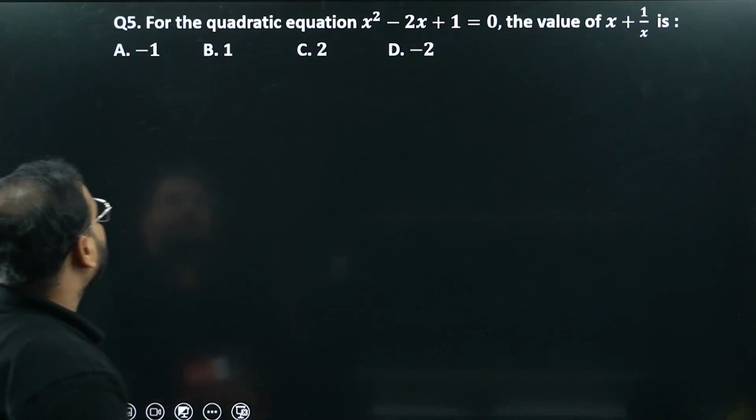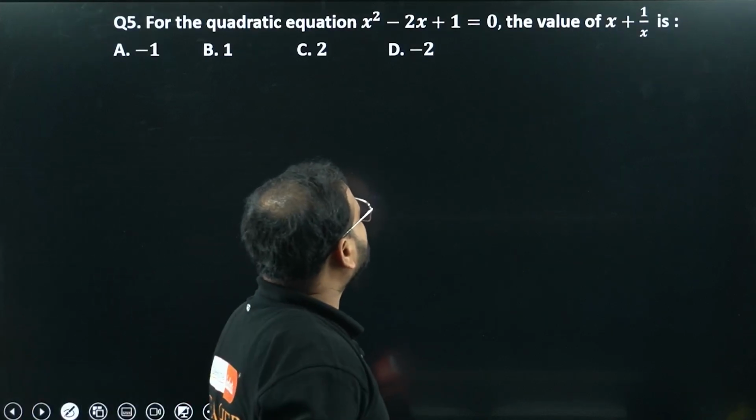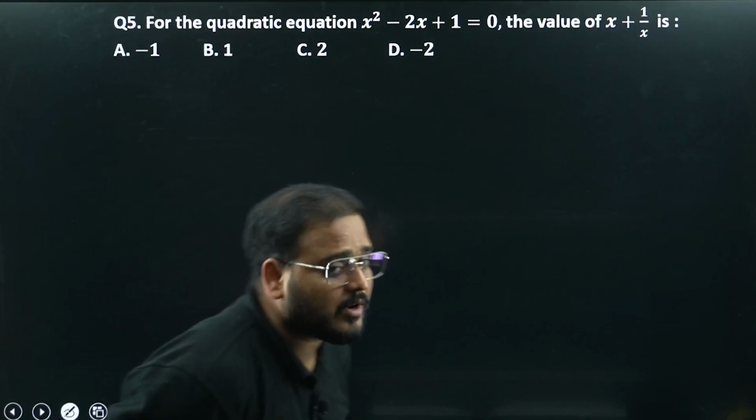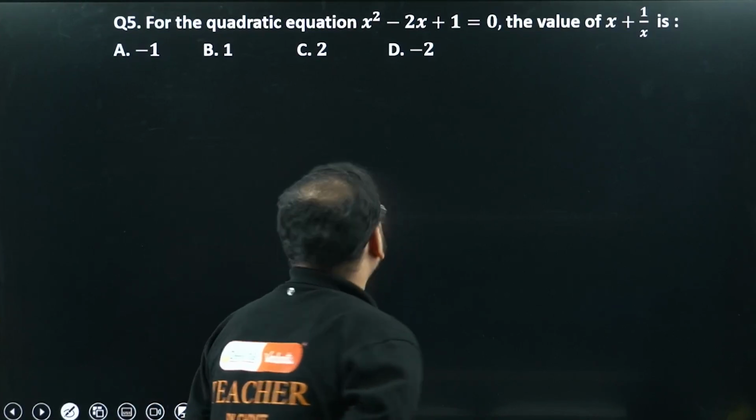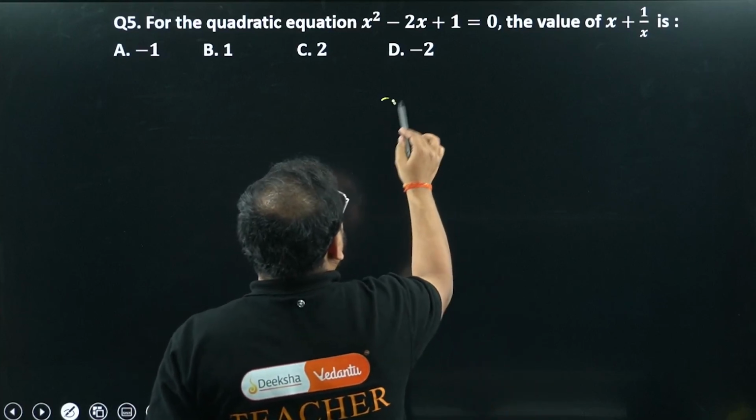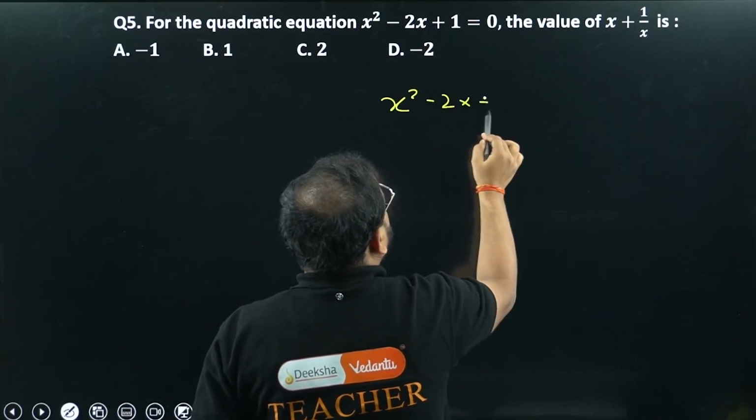Question number 5. For the quadratic equation x square minus 2x plus 1 equal to 0, the value of x plus 1 upon x is what? Excellent question, right? I think this also was done in the class.